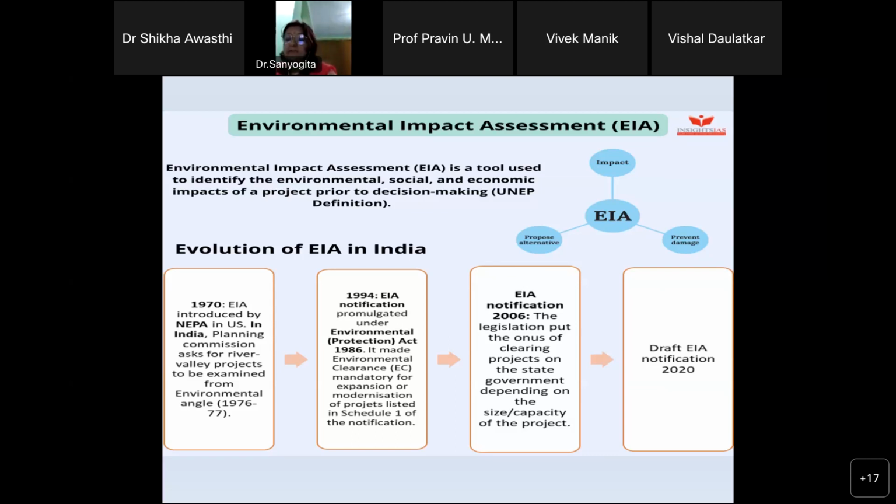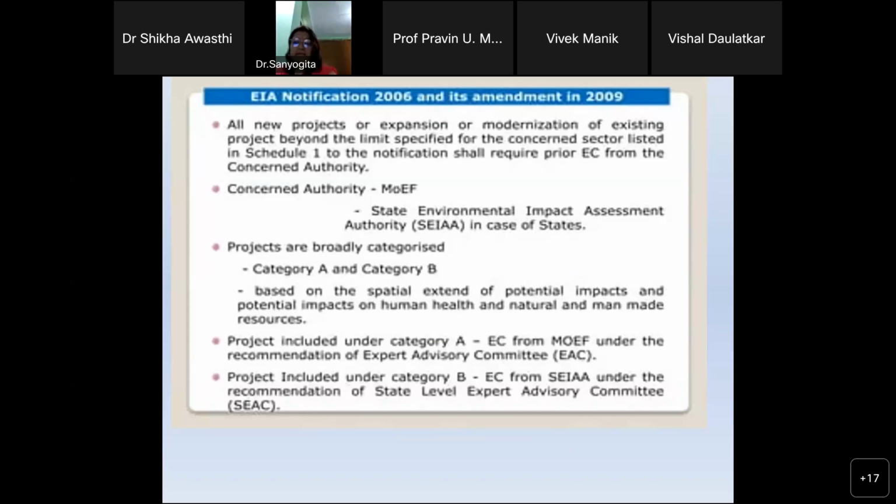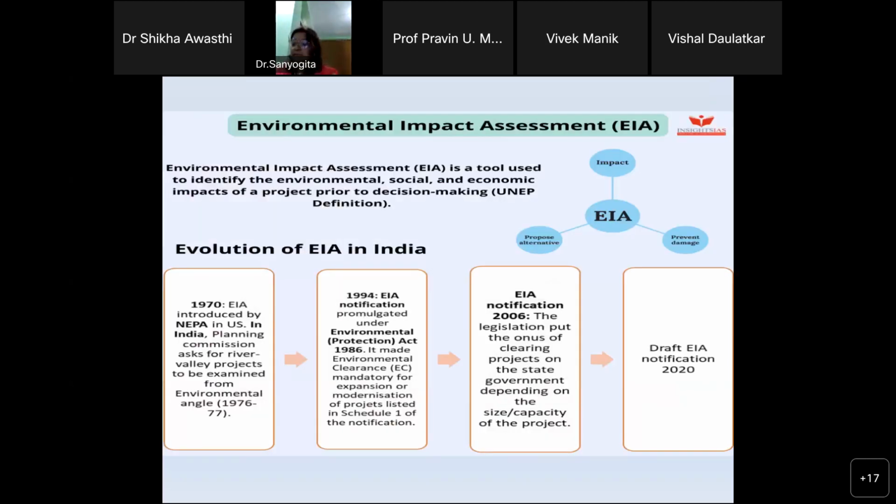In 2026, according to the notification in 2026, the legislation put the onus of clearing projects on the state government depending on the size and the capacity. Here the decentralization has taken place as per the notification of 2026. Here that has been given more clarification regarding the categories of the central authorities as well as the state authorities.